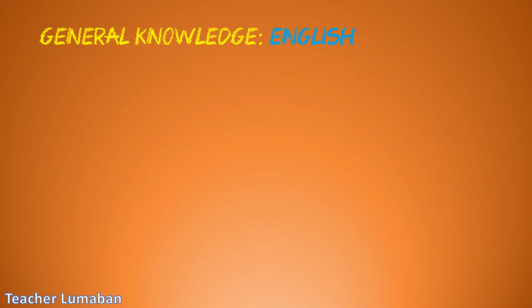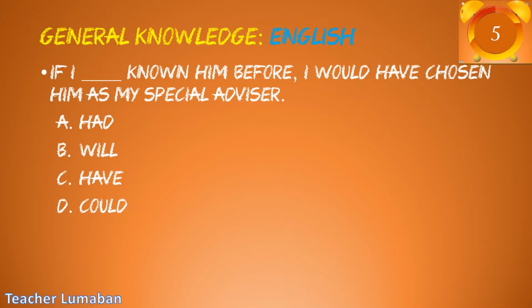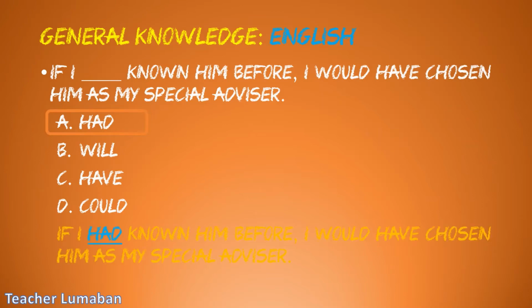If I blank known him before, I would have chosen him as my special advisor. Letter A, had. Letter B, will. Letter C, have. Letter D, could. Please answer in 5, 4, 3, 2, 1. The correct answer is letter A, had. If I had known him before, I would have chosen him as my special advisor.